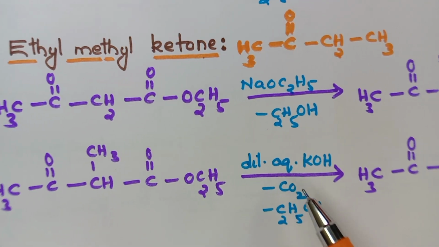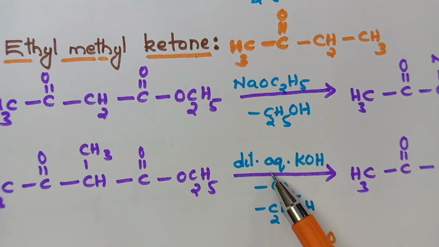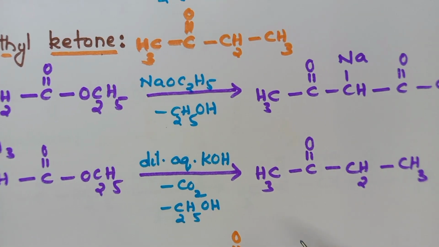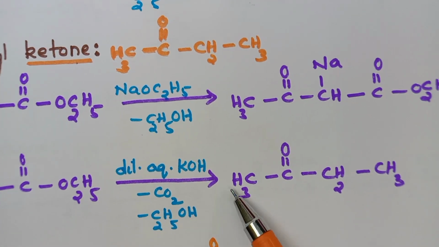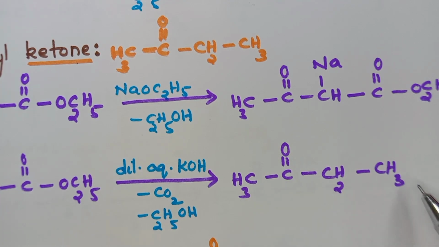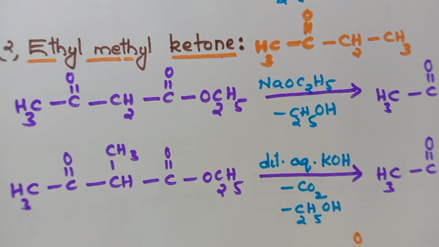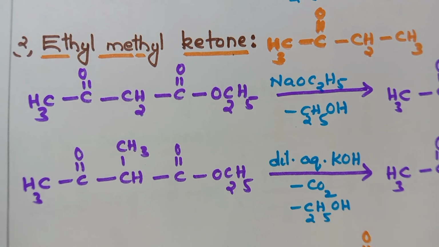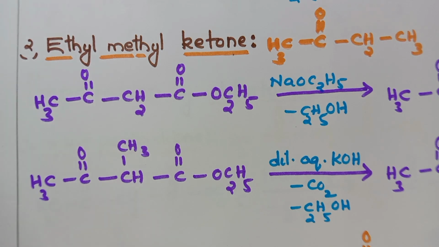Now comes hydrolysis, dilute aqueous KOH. What's being removed? CO2 and C2H5OH. So the compound that we are getting is CH3, C double bond O, CH2, CH3. I will break the bonds to show how hydrolysis is taking place, like we have seen in acetone. The same way it will take place here also. So you do the hydrolysis on your own, students.